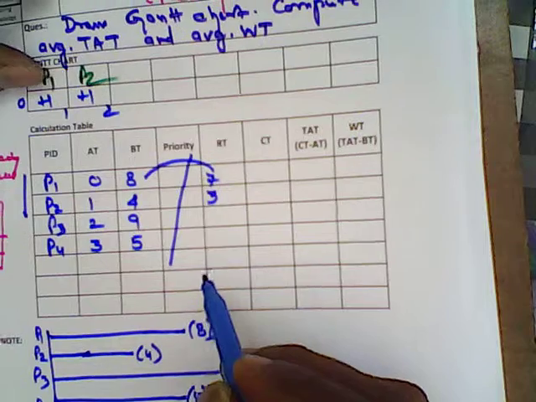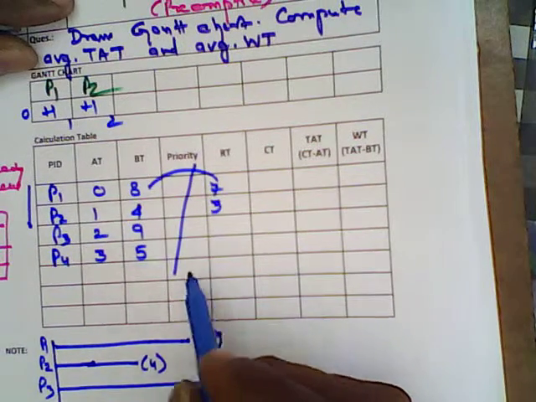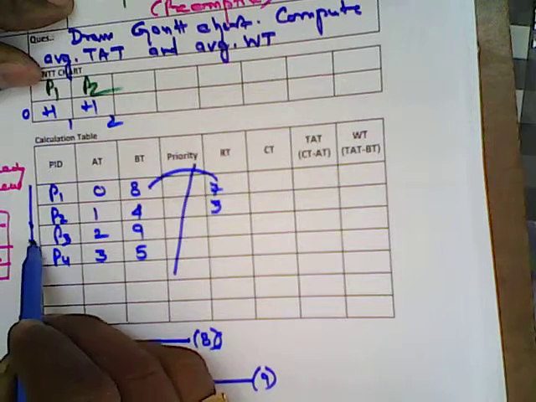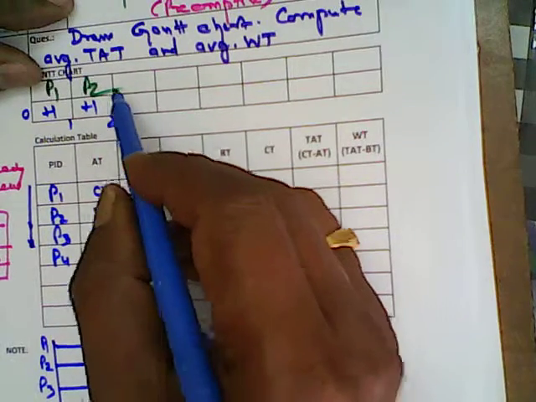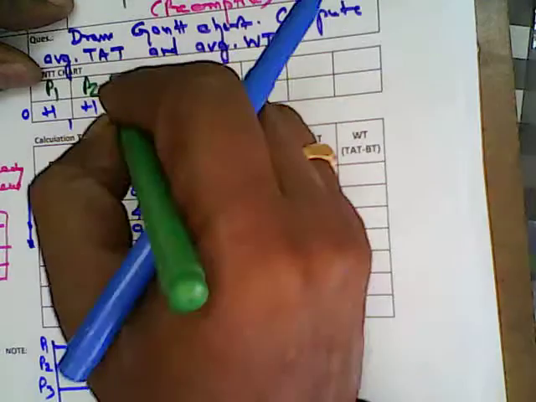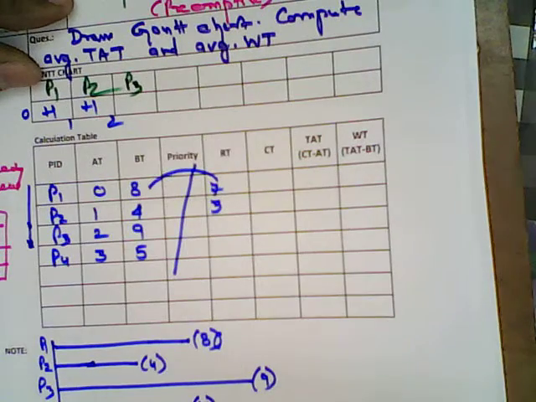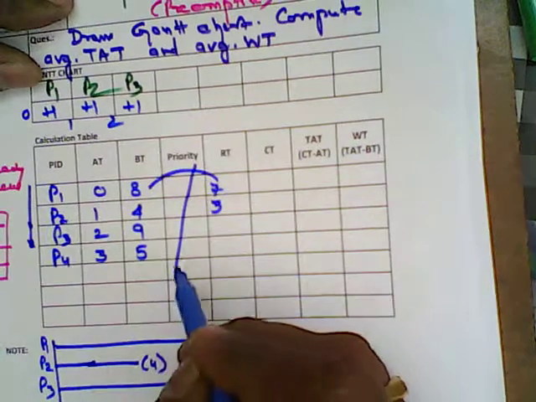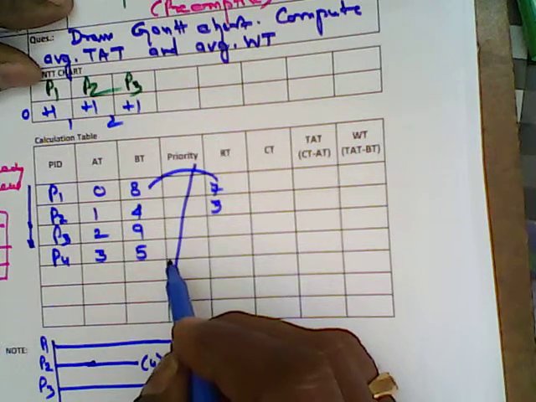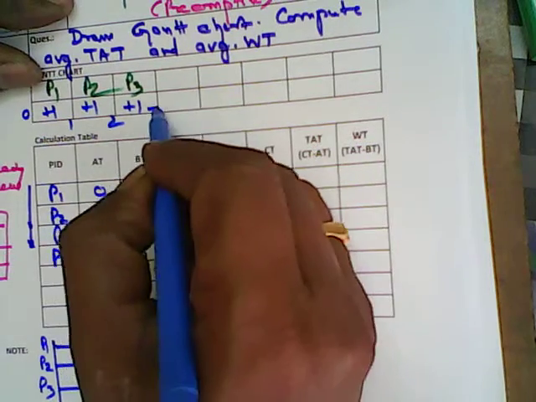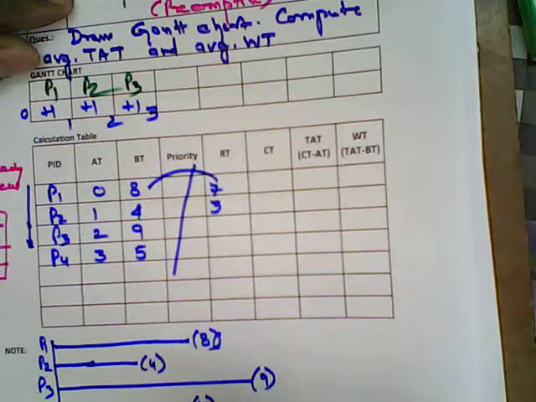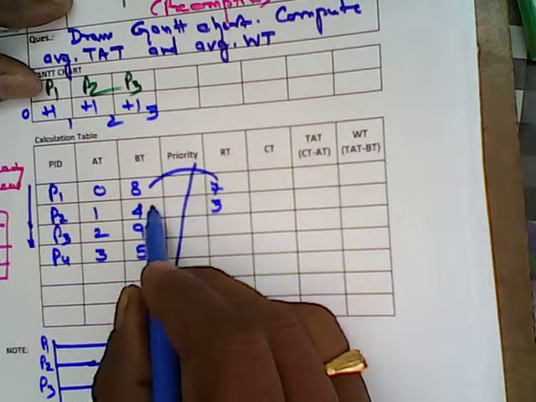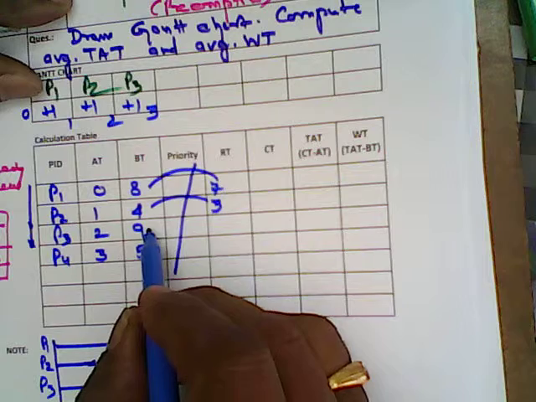Now next comes the process P3. So at 2, what happened? Process P3 has arrived. Now what we are going to do is add one more unit of time and compute, and we are making process P3 execute for 1 unit of time. From here also we are computing, and we are bringing minus 1 here and making it 8.